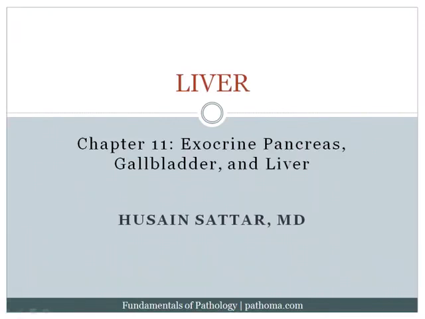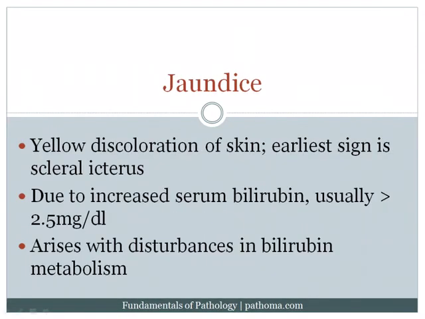Okay, the final section of this chapter deals with the liver. The first topic is jaundice. Jaundice is yellow discoloration of the skin. The earliest sign of jaundice is scleral icterus, or a yellow discoloration of the sclera of the eyes.